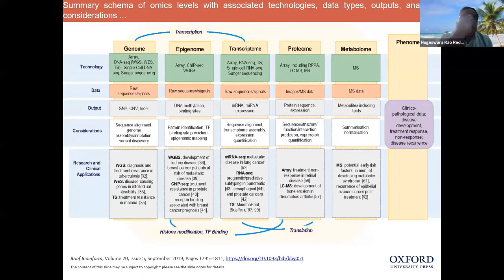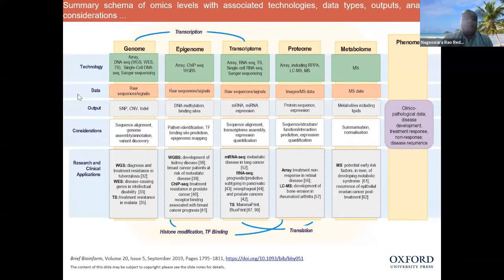And Illumina, 454, all of them are actually based on Sanger sequencing. So genome sequencing is done using microarray, DNA sequencing, that is whole genome sequencing, whole exome sequencing, single cell DNA sequencing, and Sanger sequencing.